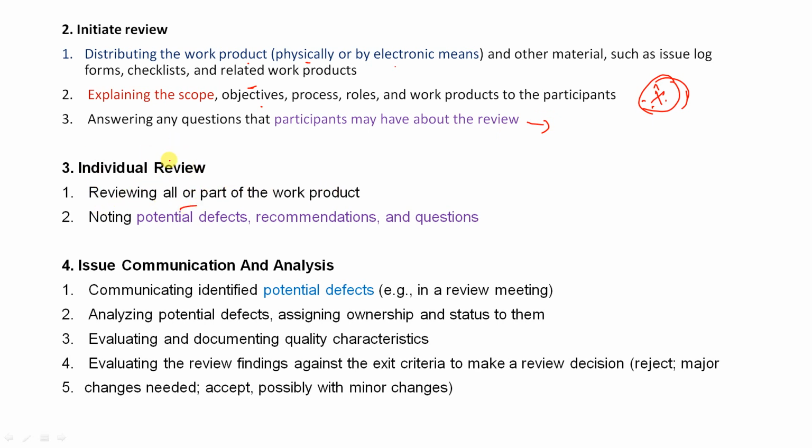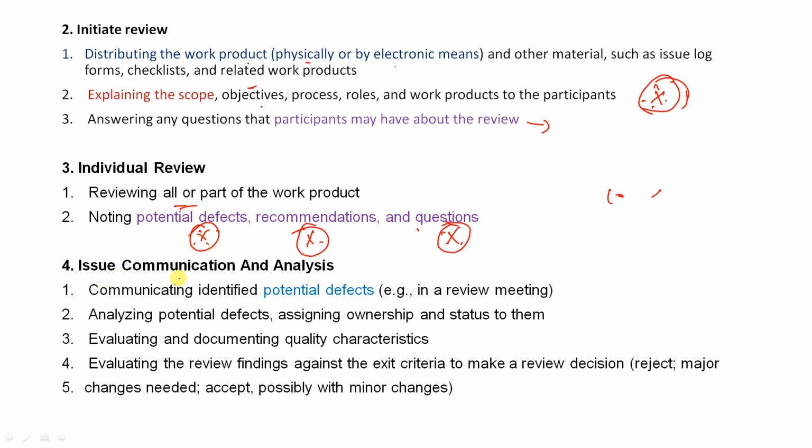Then comes individual review, reviewing all parts of the work product. In this process, everything has to be reviewed end to end, noting potential defects, recommendations, and questions. If 10 people are in the meeting and each raises 2 or 3 questions, all the questions have to be noted down. If someone suggests something, that recommendation is noted down too. If any potential defect or issue is found during the review or discussion, that is also noted down. That is the individual review.